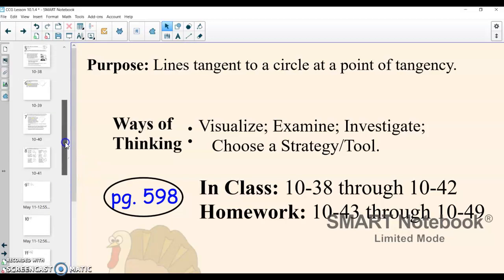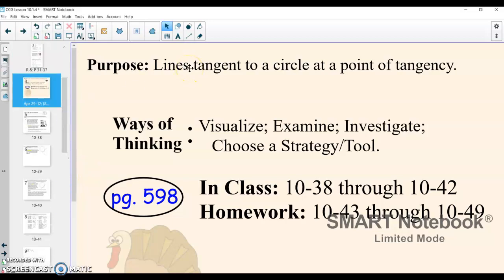Alright, this is my video guide for lesson 10.1.4. The main goal or the purpose of the lesson is to take a deeper look into tangent lines of a circle and secant lines of a circle. We've seen the word tangent before when working with trigonometry. This is a little bit different, and we'll see what that means as we work through it here.